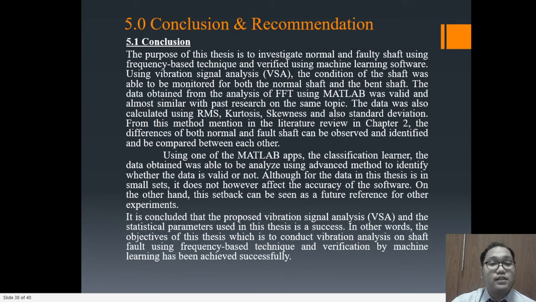And next is the conclusion and recommendation. So in conclusion, the purpose of this thesis is to investigate normal and faulty shaft using a frequency-based technique and verify using machine learning software. Using vibration signal analysis, the condition of the shaft was able to be monitored for both the normal and bended shaft.